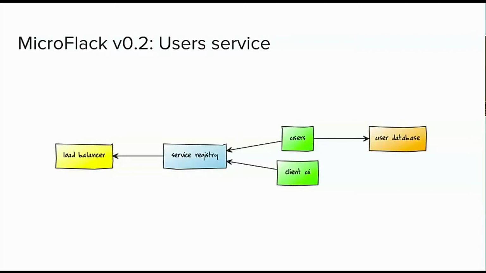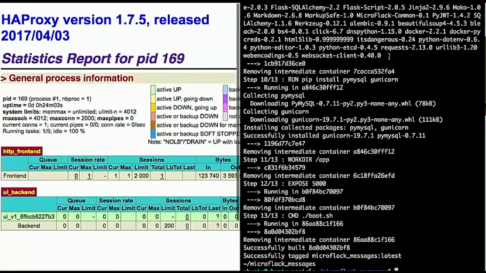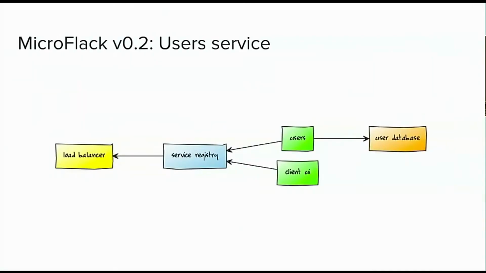Okay. So we have our first service up, right? So next step was to pick a second one. And for the second service to implement, I decided to go with one of the ugliest ones, the ones that have a database. So I decided to go with users. So users will have its own database.